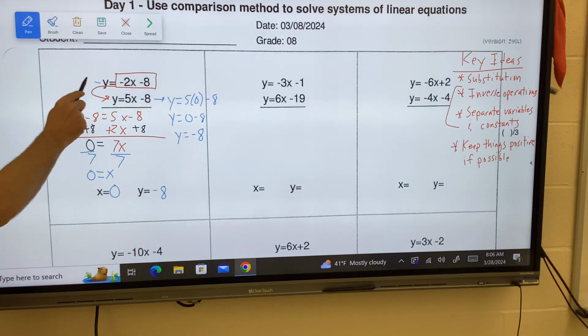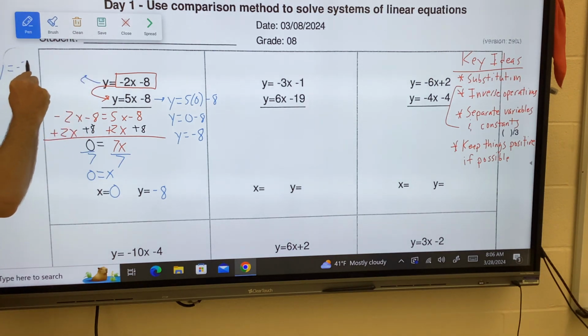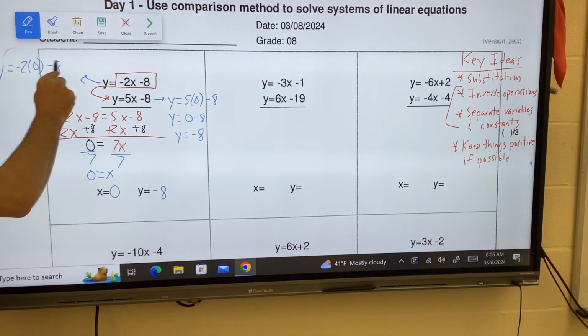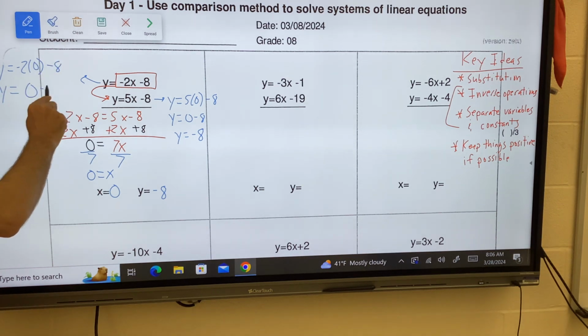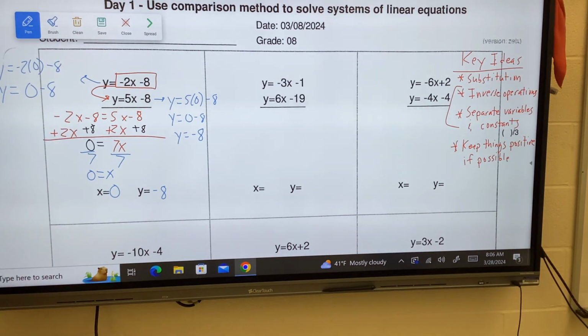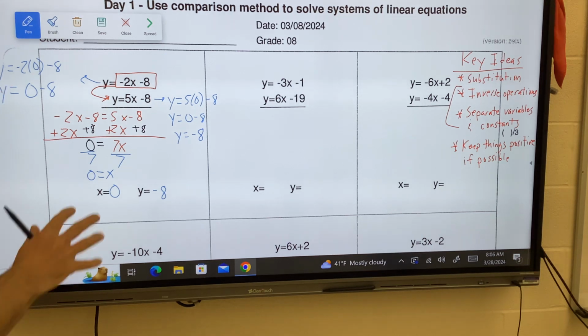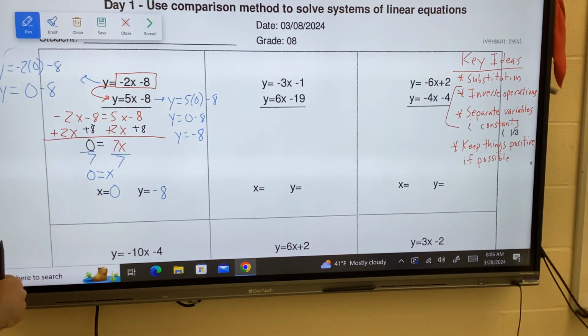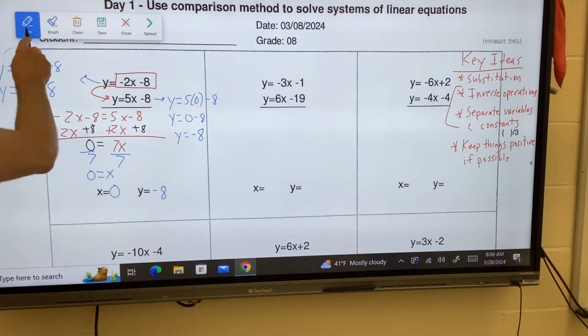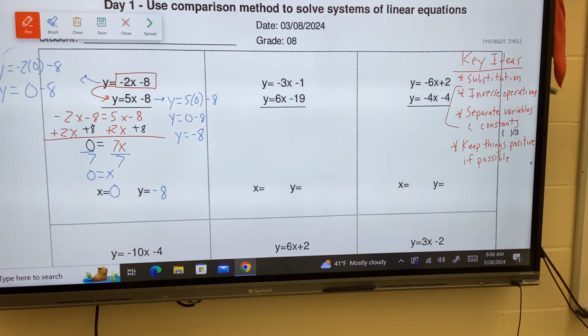If I chose to use this equation, y equals negative 2 times 0 minus 8. Negative 2 times 0 is 0. 0 minus 8 gives us the same idea. So it doesn't matter which equation you use in order to figure out what your y is. They're both going to give you the same result. Let's look at another one.